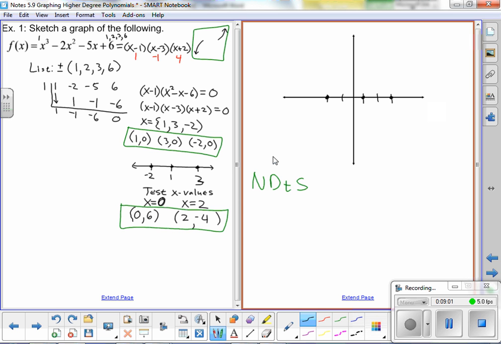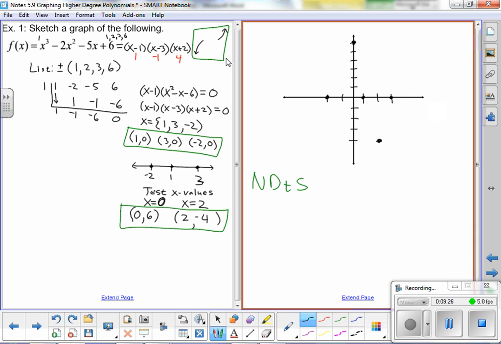Now the next part is I can go ahead and plot these 2 points: 0, 6. So 0, 1, 2, 3, 4, 5, 6. And 2, -4. 1, 2, 3, 4. And there you go. So now that takes care of all these points.